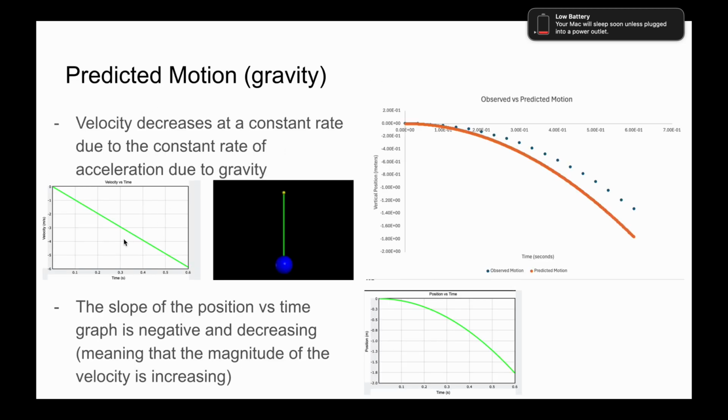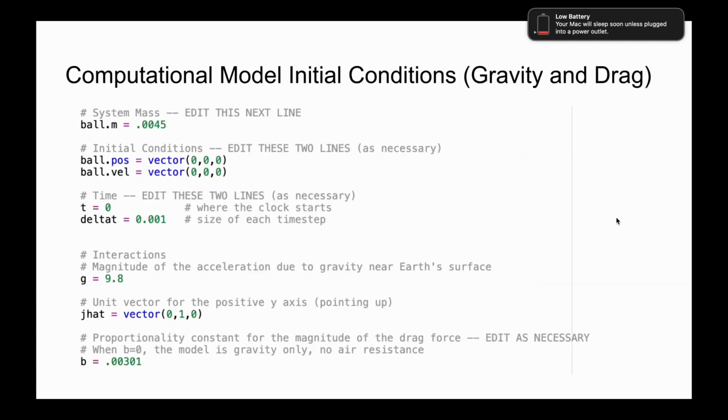The velocity decreases at a constant rate due to the constant negative acceleration due to gravity. The slope of the position versus time graph is negative and decreasing, meaning that the magnitude of the velocity is increasing. This line gets steeper.